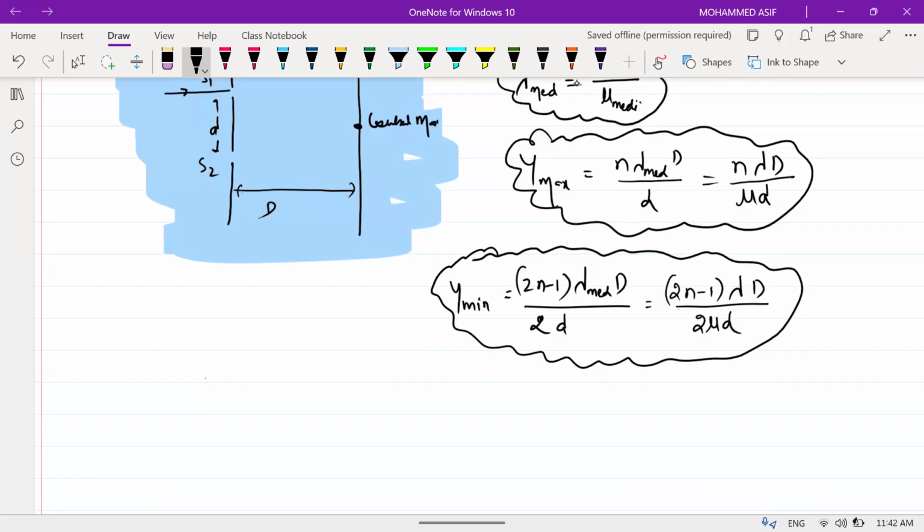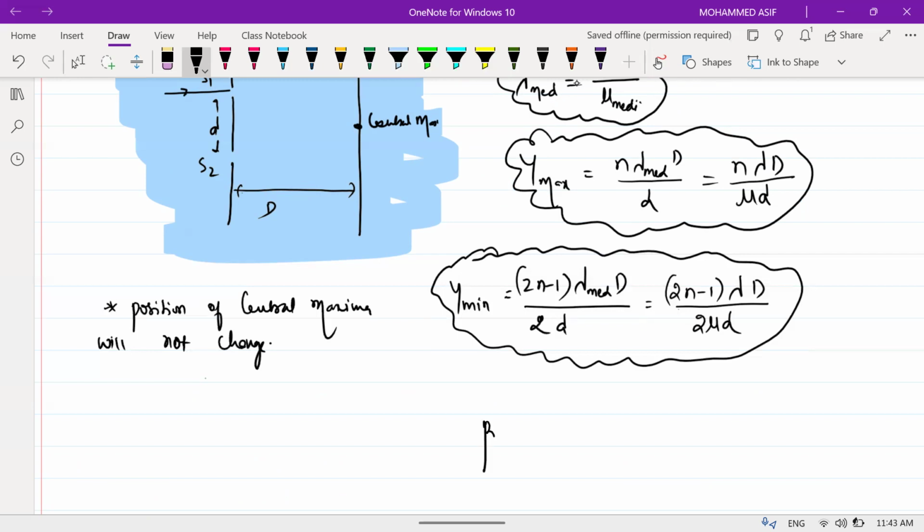So it is immersed in the water. The central position will always remain the same for me. It will not change. So I'll write that one point here: the position of your central maxima will not change. But the position of the first maxima and first minima may change.